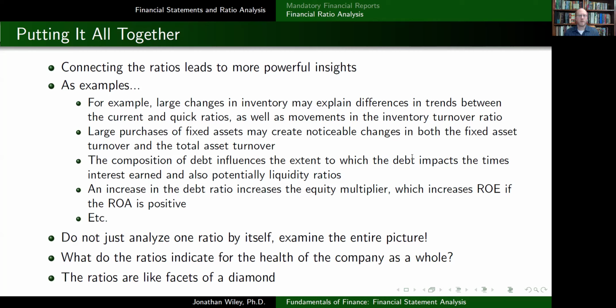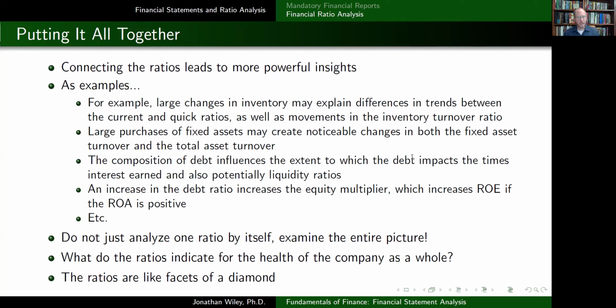So if I see a return on equity going up relative to a competitor, you need to be a little bit careful and think before you think, oh, this is fantastic, we're doing so well, return on equity went up. Let's look a little deeper. Was that due to profitability going up? Net profit margin. Was that due to total asset turnover going up? Was it due to the debt ratio going up? What led to it going up?